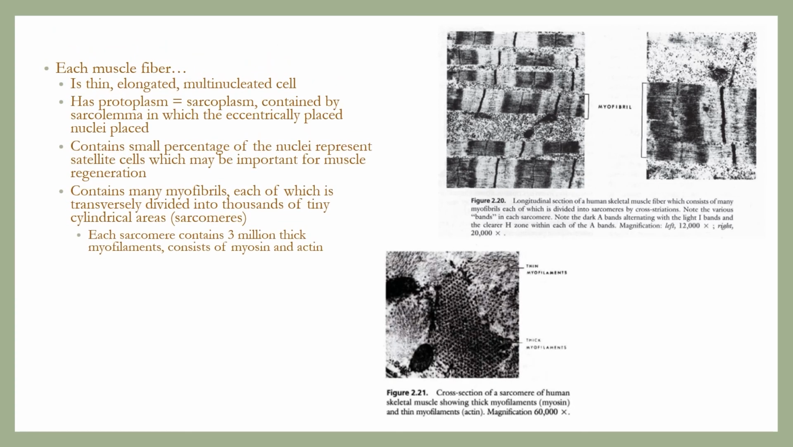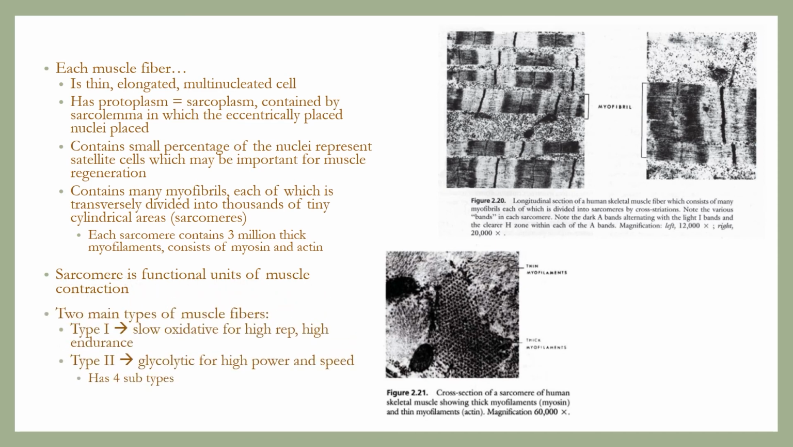Each muscle fiber is a thin, elongated, multinucleated cell. It has protoplasm or sarcoplasm, contained by the sarcolemma, in which the eccentrically placed nuclei are located. A small percentage of the nuclei represent satellite cells, which may be important for muscle regeneration. Each sarcomere contains 3 million thick myofilaments, consisting of myosin and actin. The sarcomere is the functional unit of muscle contraction.